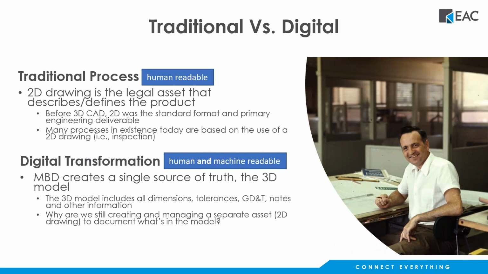And then when we talk about MBD, we talk about digital transformation. With MBD creating that single source of truth in the 3D model, that 3D model is going to include all of our dimensions, tolerances, GD&T, notes, all that other information that would be in the print. But if we have the model that has all this information, why are we still managing and creating that separate asset in the 2D print, right?